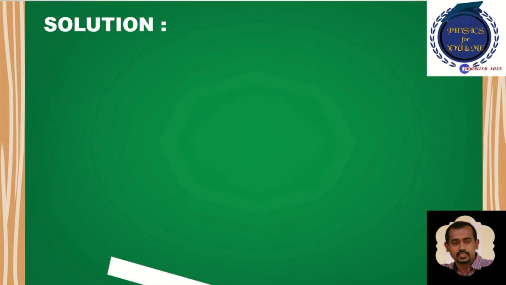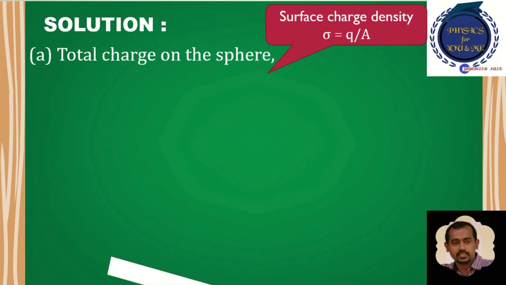This question has 2 parts. To solve the first, we use the relation between the surface charge density given by sigma is equal to Q by A, the total charge on the sphere. Since the charge is distributed uniformly over the surface of the sphere, the surface charge density sigma and area of cross section of the sphere A, which is equal to 4 pi r square, the total charge on the sphere will be equal to sigma into A, or that is equal to sigma into 4 pi r square.